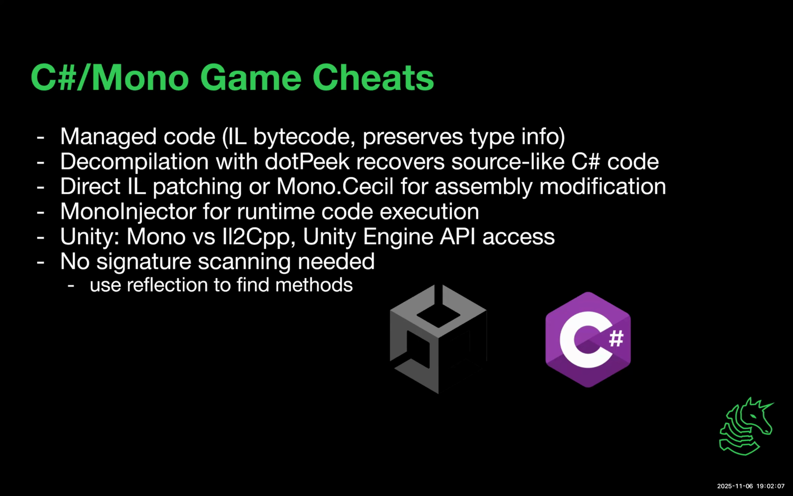Mono injector just injects your C# code. And then Unity, I don't really know about this. This was on Wikipedia, but I think with Mono you have access to the Unity engine API, but you don't with IL2CPP, or I forgot what this was. But then no signature scanning is needed to find specific functions. You can just use reflection to find specific methods that are in the program. I think Ronan would probably know more about that, reflectively.